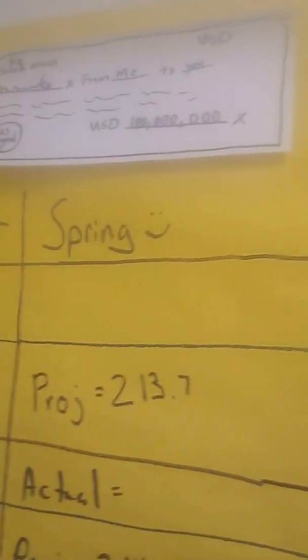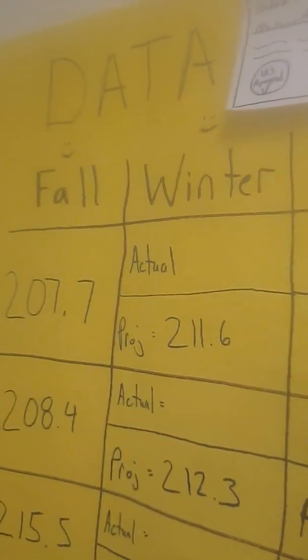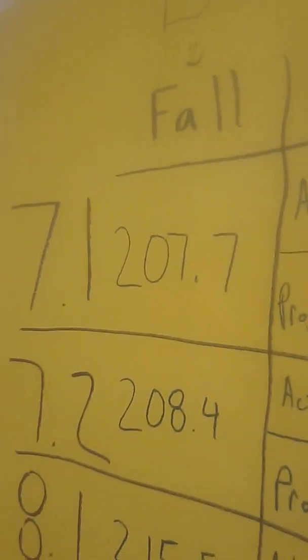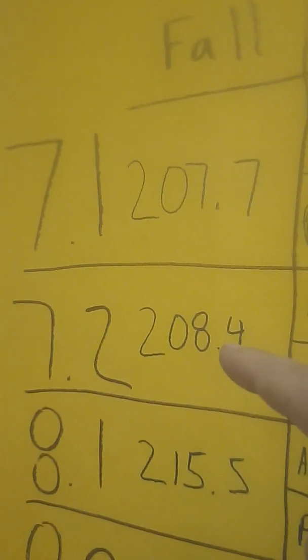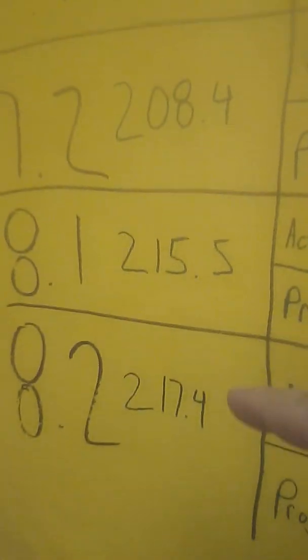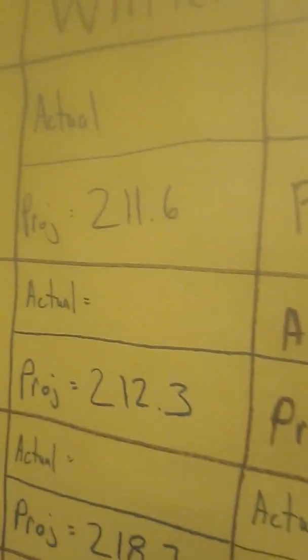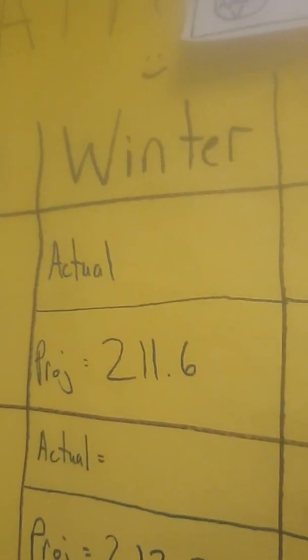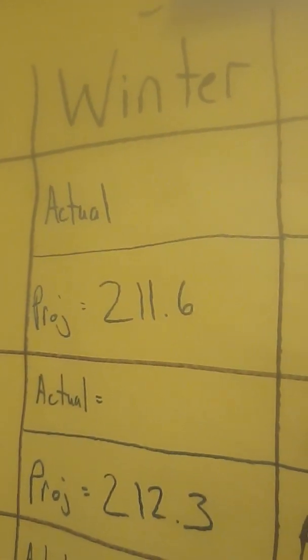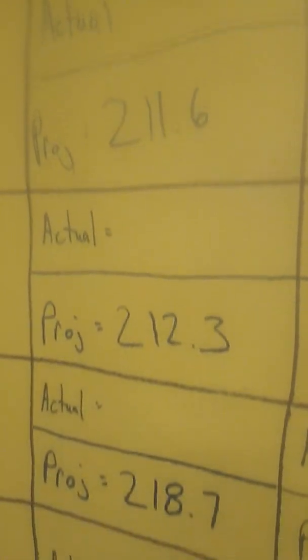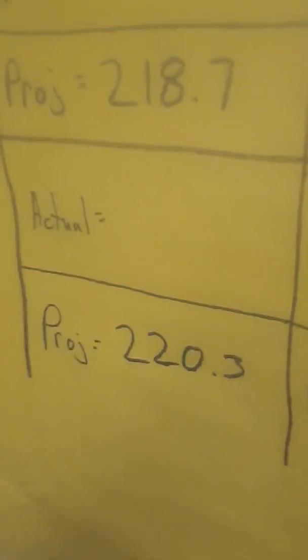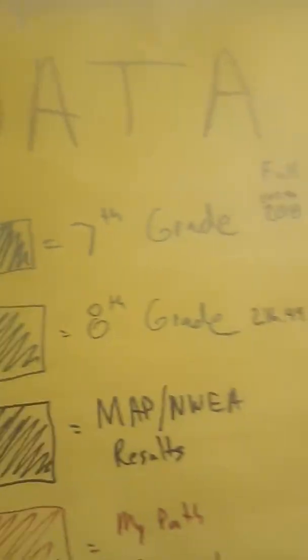I've got fall, winter, spring, boom. Then you can see it in the fall, and then I arrange my class on the side. It's 7-1, and then 7-2, boom, boom, boom. And then for winter, I'm waiting for the actual scores, and then the projected is right there. And in spring, same thing. Booyah.